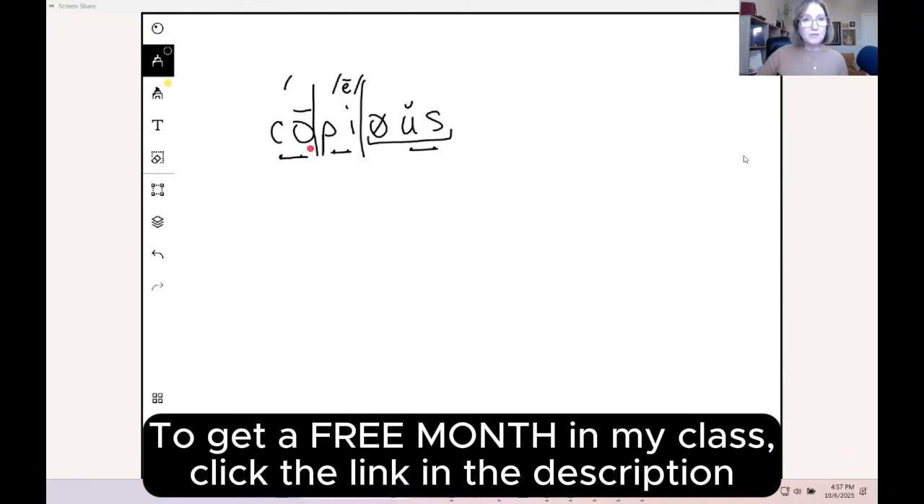So we know that this O is going to say O. So we have K, O, ko. We know that this I is going to say E. So we have P, E, P, co-P. O-U-S says us. And this is accented. Copious. Copious. Please let me know. Y or A? Did you get that one?